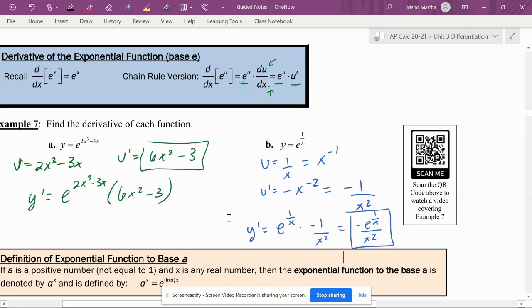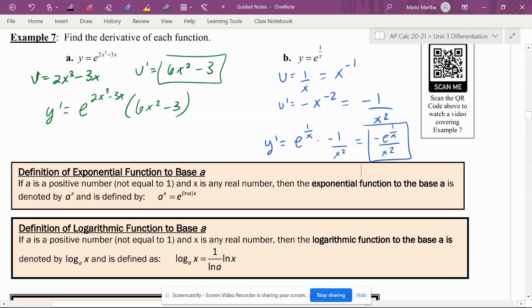All right. And then sometimes, so again, the definition of an exponential function to the base a. We're not always going to be using base e. If a is a positive number not equal to 1 and x is any real number, then the exponential function to the base a is denoted by a raised to the x and is defined by a raised to the x equals e raised to the natural log of a times x.